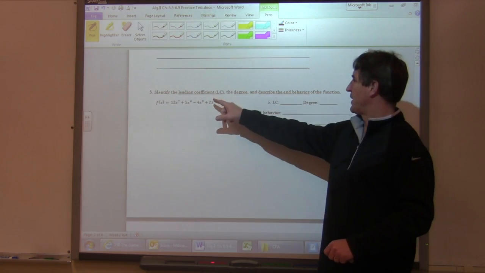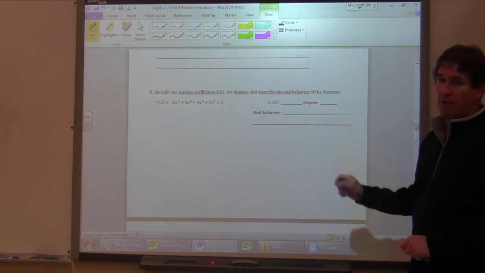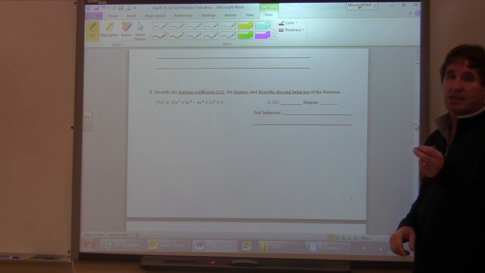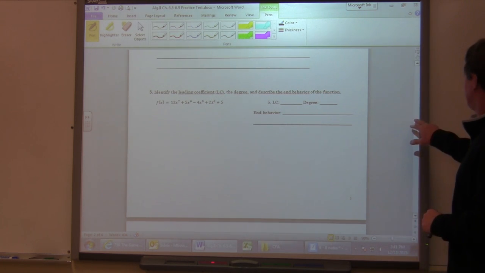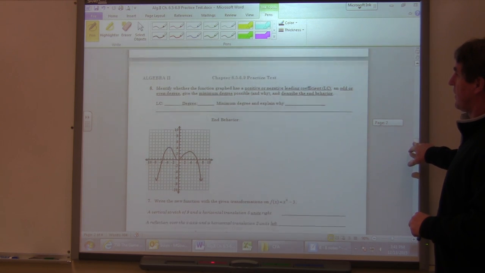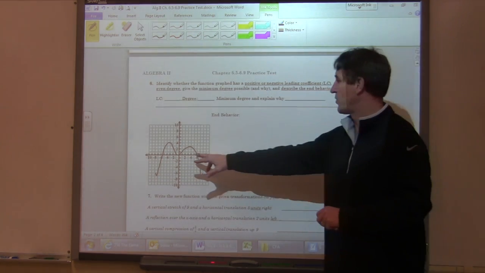This problem, you have to find the leading coefficient of degree and describe the end behavior. Remember, as x approaches positive infinity, what does the graph do? And as x approaches negative infinity, what does the graph do? Then you've got here, again, using the graph.